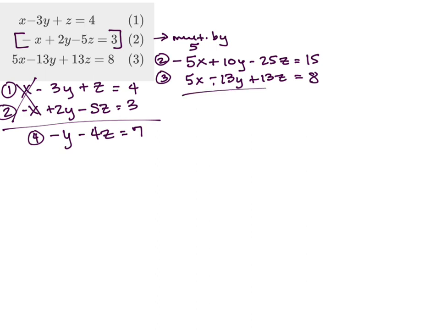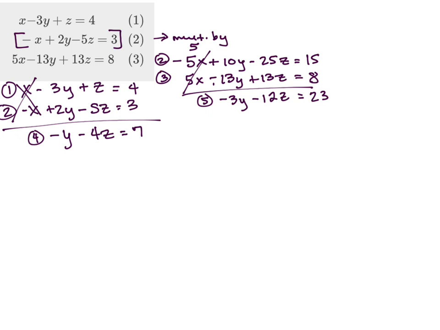Now my x's do cancel. 10y minus 13y. Good, negative 3y. Negative 25 plus 13. Negative 12z. 15 plus 8. Call this equation 5.